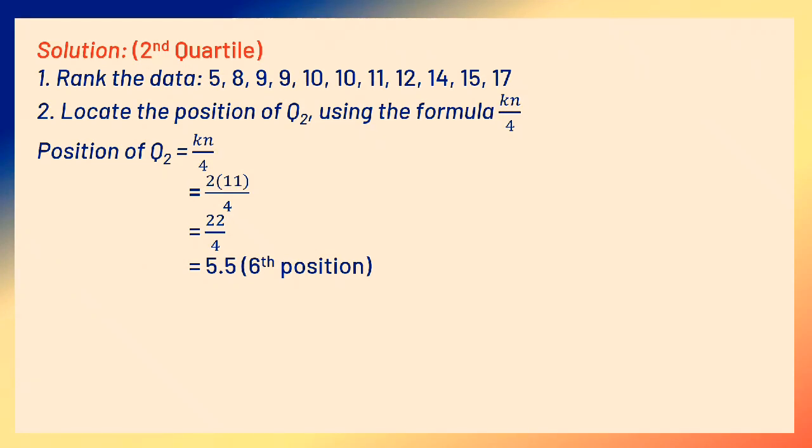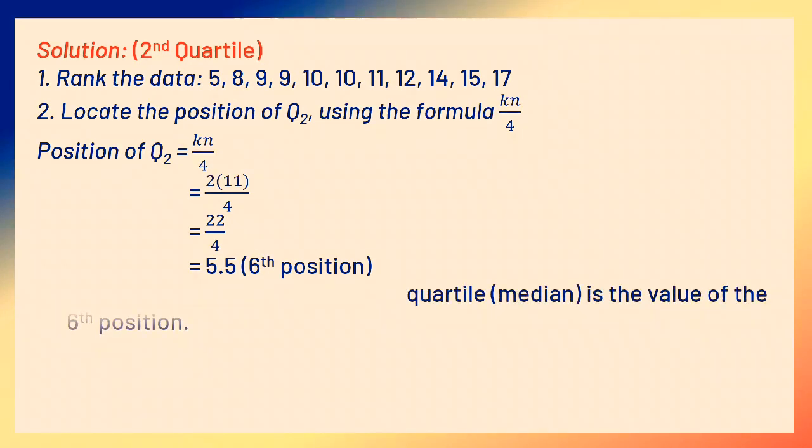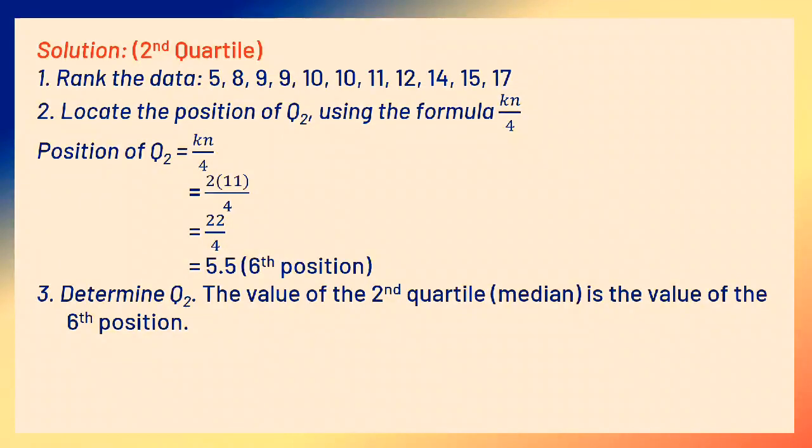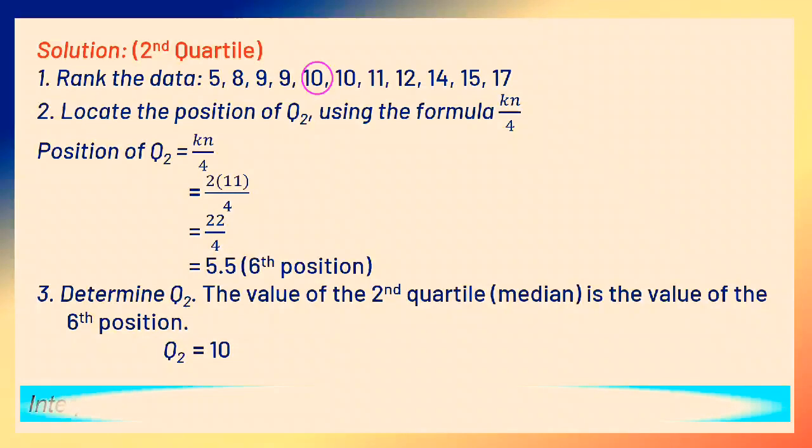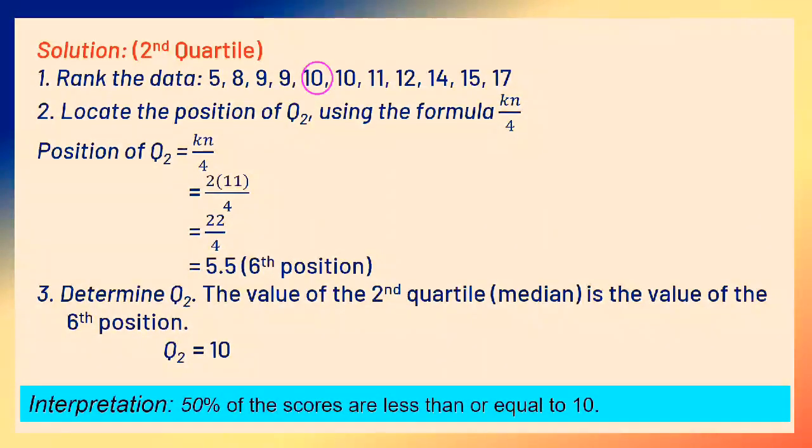And according to the rule, we need to round it up, and the value of quartile 2 is in the 6th position. So what we are going to do, class, is to count from left to right. So we have 1, 2, 3, 4, 5, and 6. Therefore, the value of quartile 2 is equal to 10. It means that 50% of the scores are less than or equal to 10.